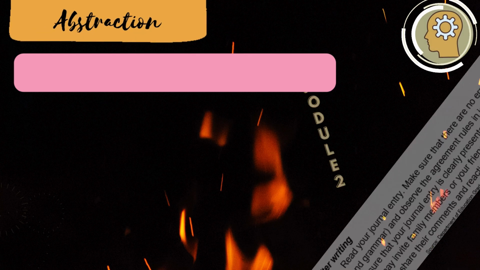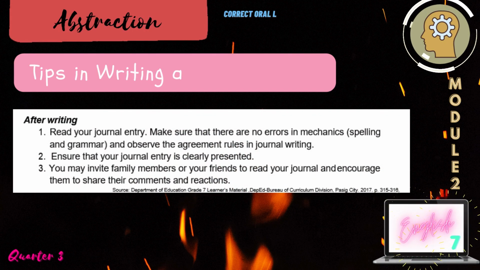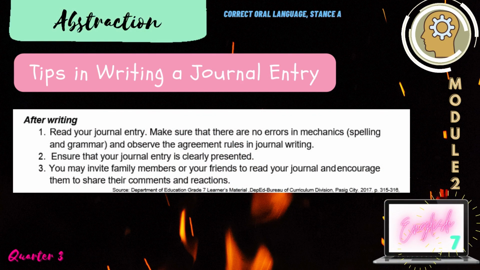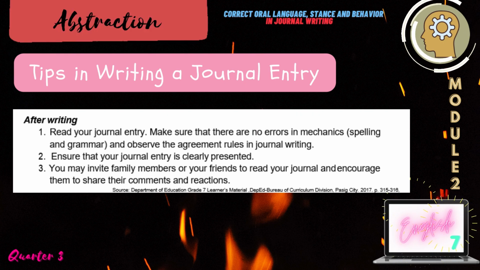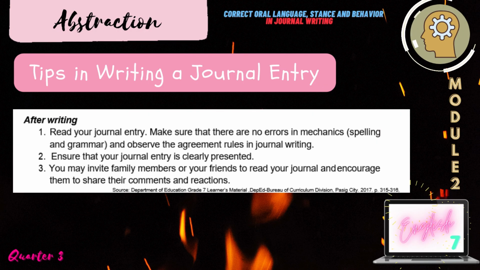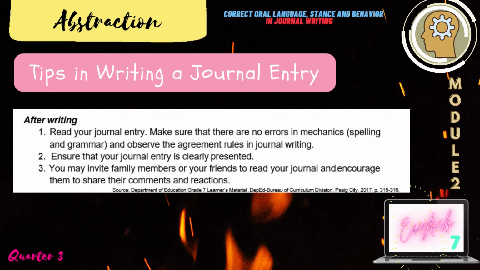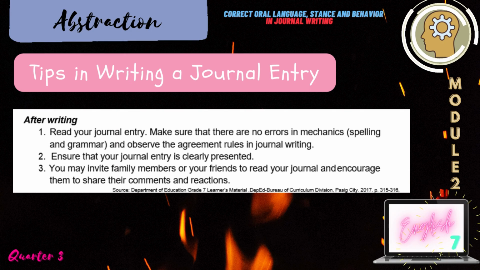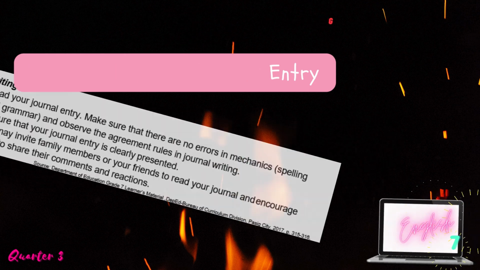And after writing, of course, read your journal entry. Make sure that there are no errors in mechanics like spelling and grammar. Observe the agreement rules in journal writing. Ensure that your journal entry is clearly presented, and you may invite family members or your friends to read your journal and encourage them to share their comments and reactions.